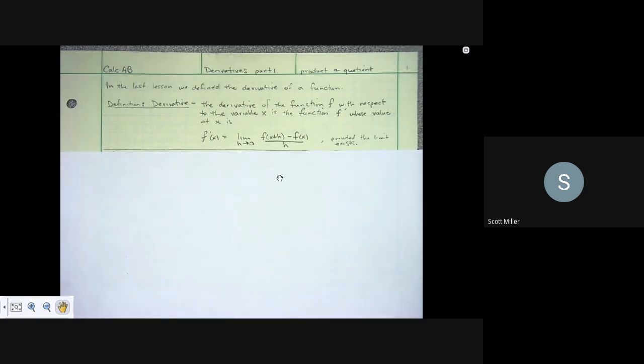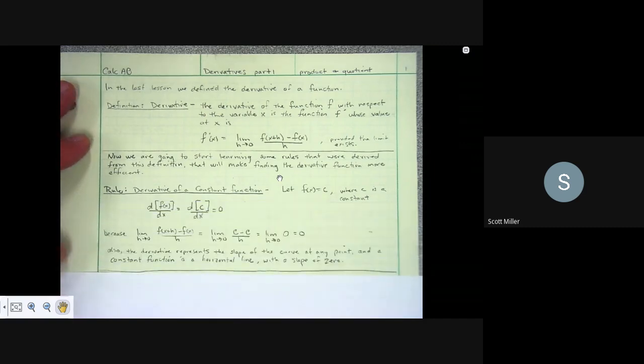Okay. So what we're going to do now is I'm going to start showing you the different techniques that we can use to help us find this derivative analytically without having to go through the limit. The limit definition is important. It will be on your AP exam and other exams, but now we're going to condense these rules down and look at the rules that you're going to use to find the derivatives from this point forward. We're going to learn some rules that were derived from this definition up here that will make finding the derivative function more efficient. So we are going to look at some rules here.